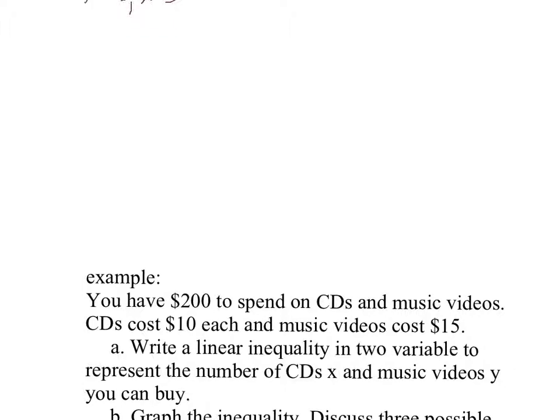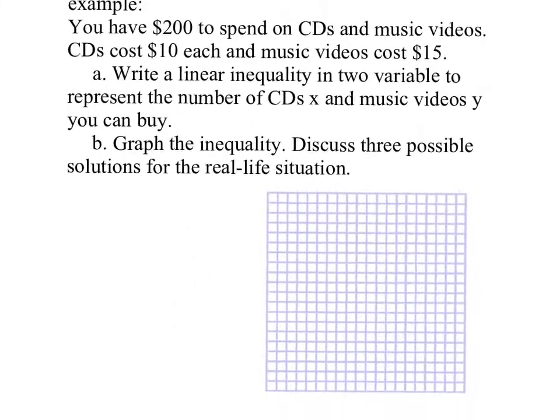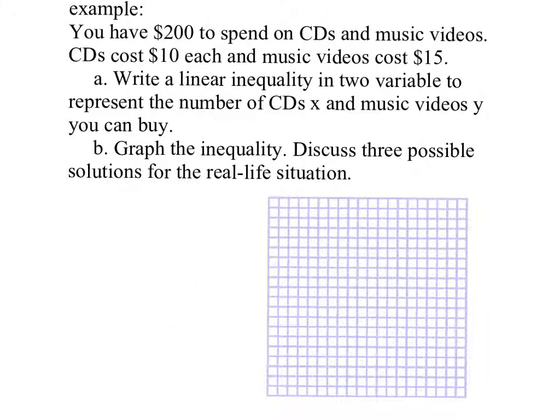Oh, never mind. I lied. I thought we were going to be done, but here I have a word problem. All right, so you have $200 to spend on CDs and music videos. CDs cost $10 each and music videos cost $15. So write an inequality and graph it. All right, so I'm going to just kind of go fast here.